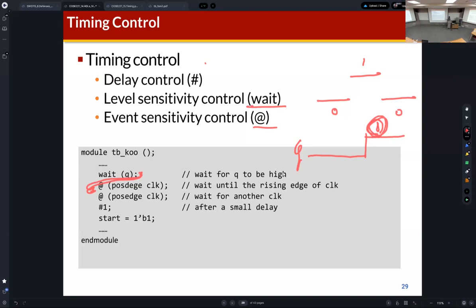And then after that, this code finds the at positive edge clock. So this statement also waits until the next rising edge of the clock, okay? And then we also find another positive edge, which means that we wait for another rising edge of the clock, and then a small delay, so 1 nanosecond, then the signal becomes one. So we can control the signal generation like this. So we can also use the wait or event sensitive control like this. Okay.